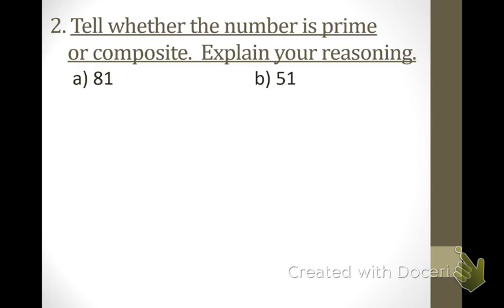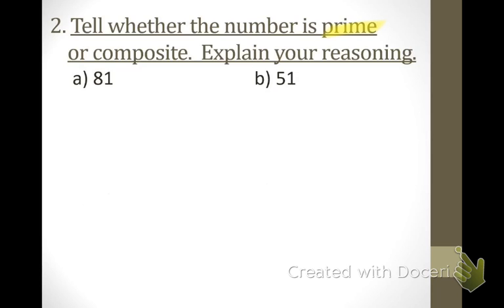For part number 2, it asks us to tell whether the number is prime or composite. So remember our definitions that we just wrote down on the front of our paper. A prime is a number whose factors are only 1 and itself. And that's like prim and proper, okay? Think about a king and a queen. It's only the king and only the queen. It's very prim and proper, okay? So prim is very similar to this word prime, all right?